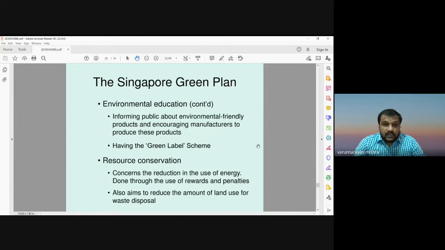Environmental education also involves informing the public about environmentally friendly products and encouraging them to manufacture such products, and there is the green label scheme. Resource conservation is about reducing the use of energy, and that can be done through the use of rewards and penalties. It also aims to reduce the amount of land used for waste disposal.